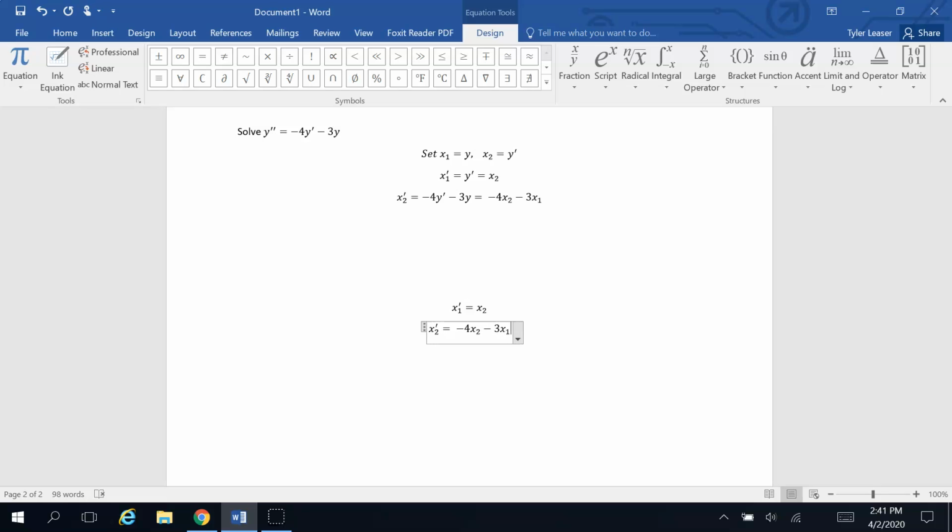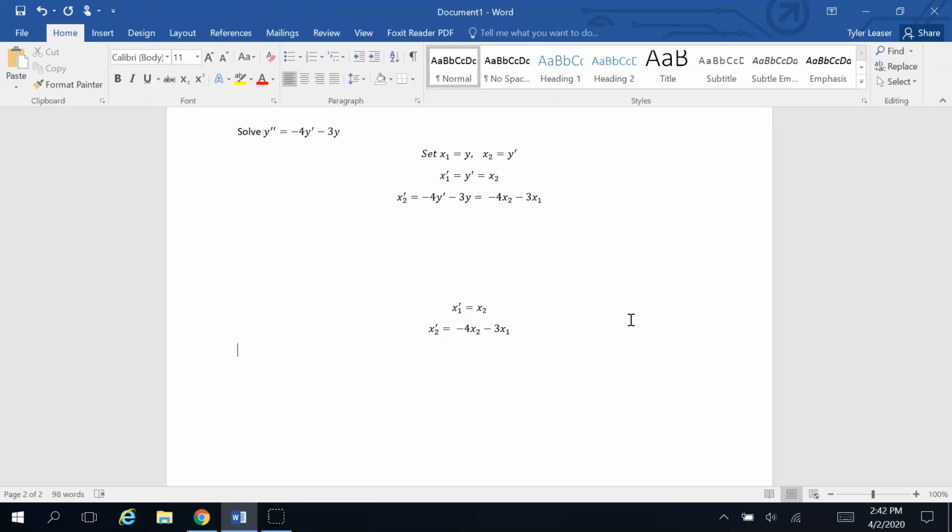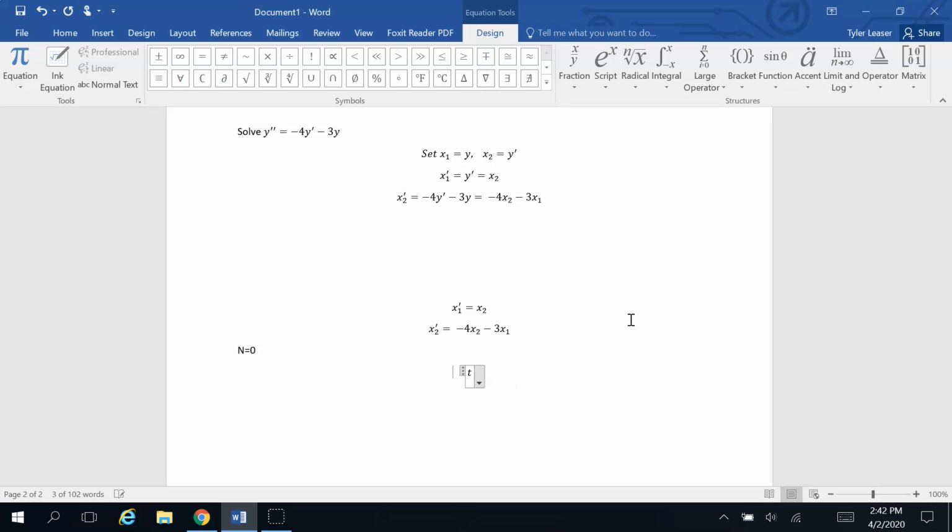This is now where we want to start Euler's method. So we're going to have our first step, which is just the initial step when n is equal to 0. At n equals 0, we're going to have t sub 0, which is just the starting location 0.